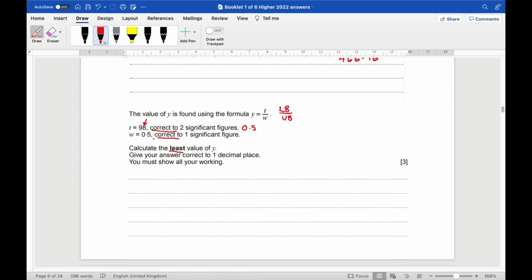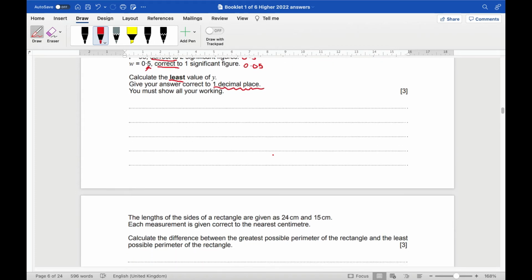And here, the first significant figure is the 5, which is in the tenths column, right? And half of a tenth is 0.05. So we would add that on and take it away. So this sum I'd be doing 97.5, the lower bound of 98, divided by the upper bound of the bottom number, which is 0.55. And it actually says, read these questions. Read it, underline, pick out the important bits. Right, I'm going to drop a mark here if I don't give my answer to 1 decimal place, or if I don't show my working. Okay? You do that.